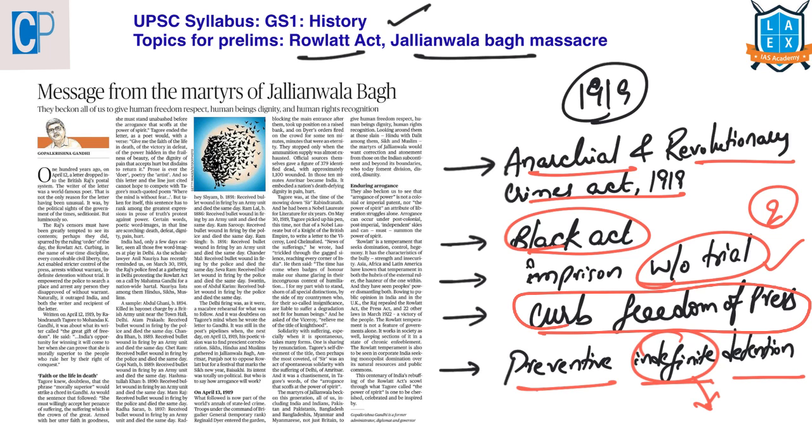This act was passed by the Imperial Legislative Council on 18th March of 1919. All the Indian members of the Imperial Legislative Council had opposed this bill, but still it was passed. This is the reason why this bill is termed as a Black Act, because all the Indian leaders had opposed it, but still the government passed this bill.